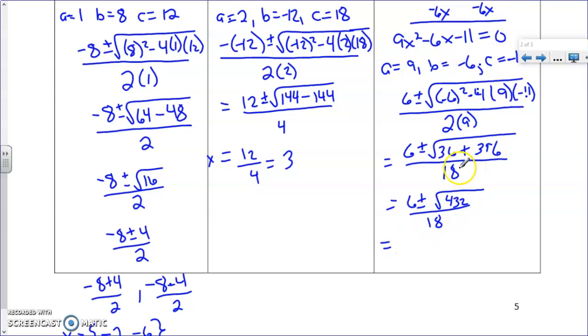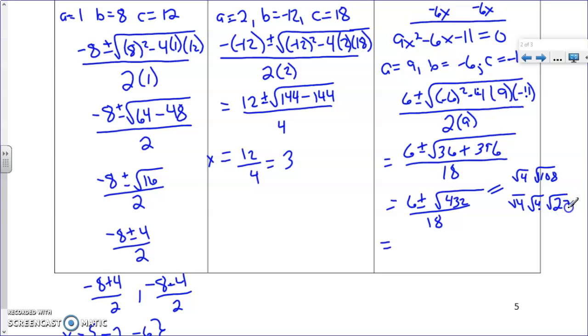All right, here's the fun part. We get to simplify 432 using the perfect square. Now, if you don't know what that perfect square is, you can always start with 4 because 4 could possibly go into there. So, will 4 go into 432? How many times? 108. Okay, so I'm working this over here so I'll have room. I bet 108 still has a perfect square, right? So will 4 go into 108? 27 times.